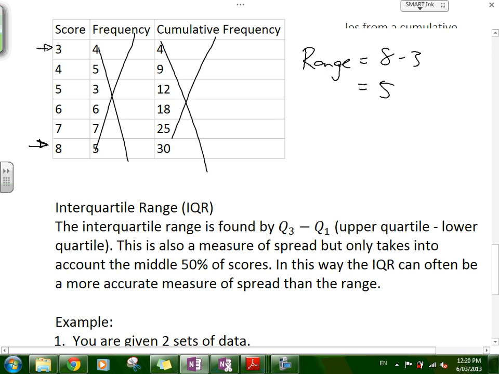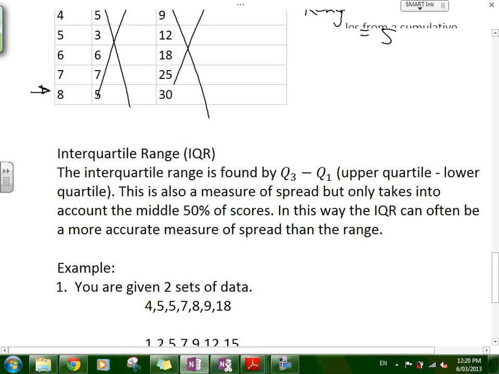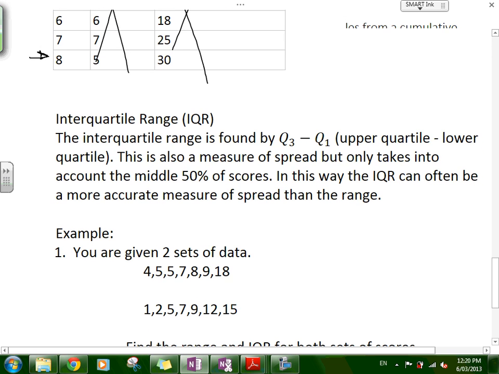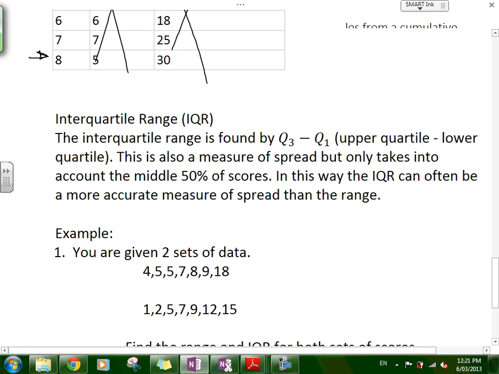Now, the last thing we're going to look at is the interquartile range. What's the interquartile range, Mitchell? No. That's alright. Keep it on. Yeah, upper quartile minus the lower quartile. Alright, so Q3 minus Q1. Upper quartile minus the lower quartile.